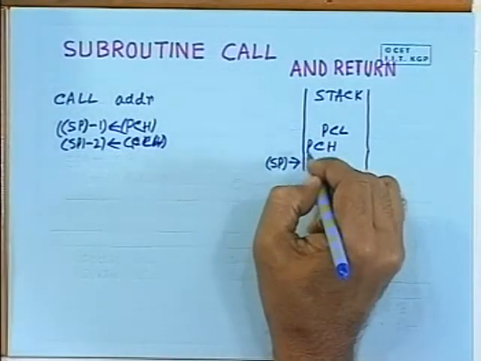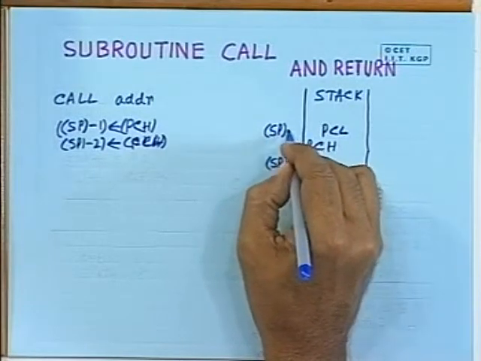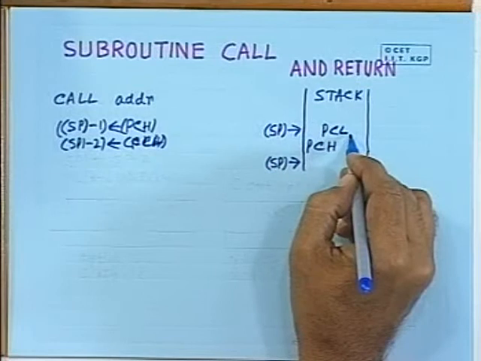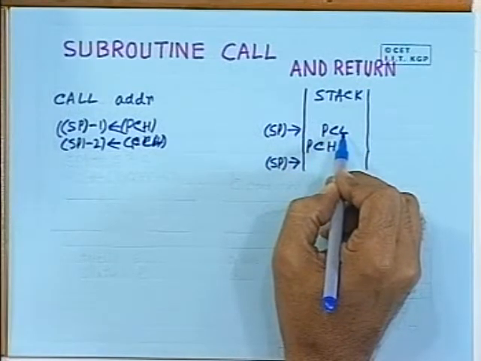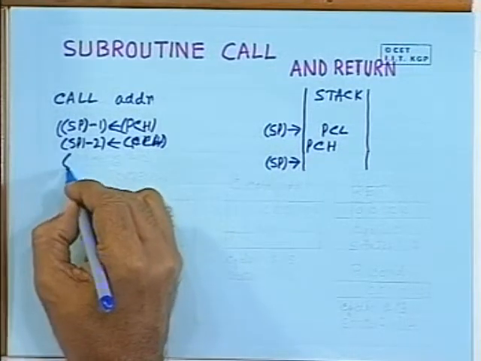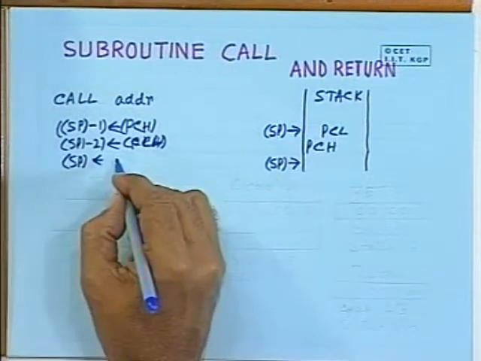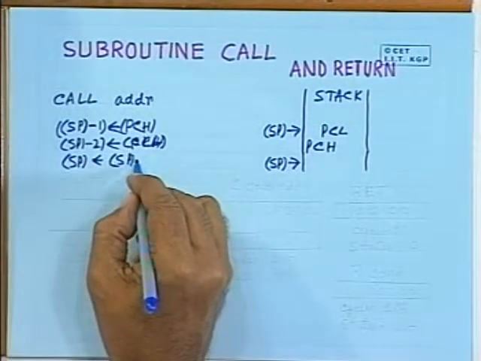So after performing this instruction execution, the stack pointer will point to this location where the lower order byte of the program counter is stored. And the stack pointer will have the value SP-2.